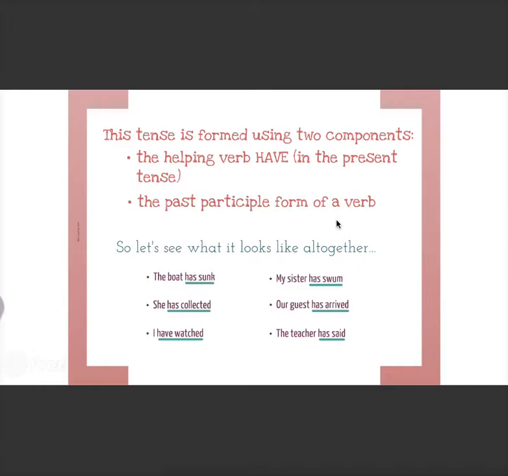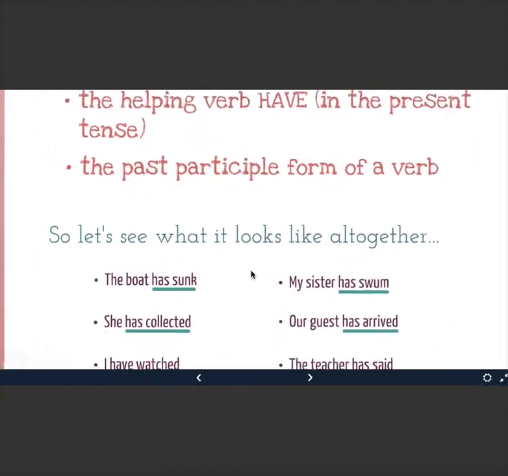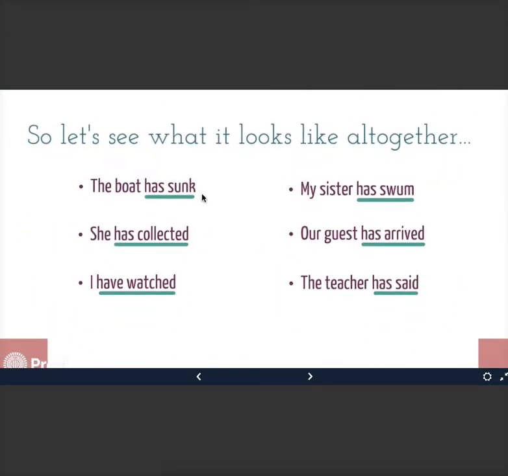So, for the regular verbs, it's easy because you just have to put ed at the end. For the irregular verbs, you have to take some time to learn it, okay? I am going to show you how this is done. I am going to show you some examples. So let's see what it looks like. Carlos, can you please continue? Can you please help me reading the examples?